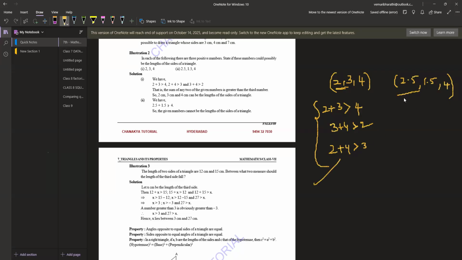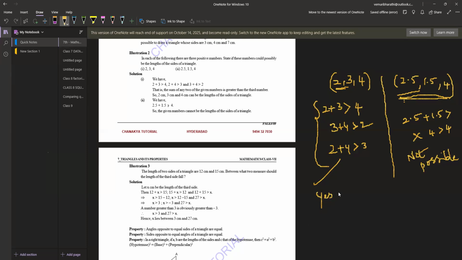Come to the second part, possibility. Let me check whether these sides, 1.5 plus 1.5, is the same as 4. But it's not greater, right? They did not mention greater than or equal to. Only if the condition fails, it means it is not greater. So we cannot form a triangle here. Not possible.